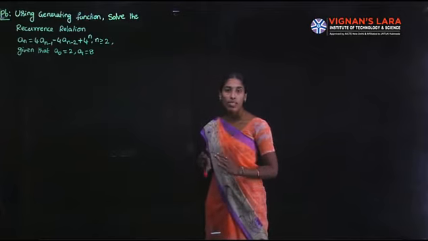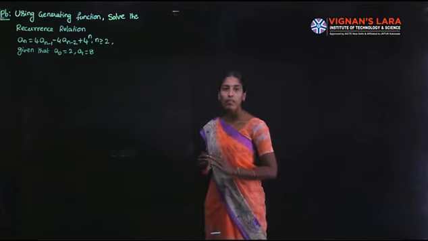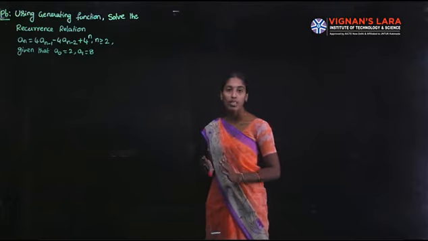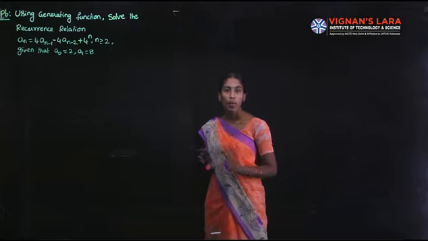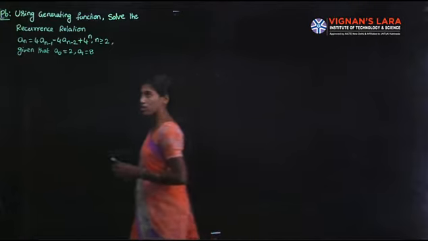First we have to consider the generating function. Then we have to multiply the given recurrence relation by z^n and then take the summation. Comparing on both sides of sigma and z^n, we will get the a_n value, which is nothing but the solution of the recurrence relation, right?